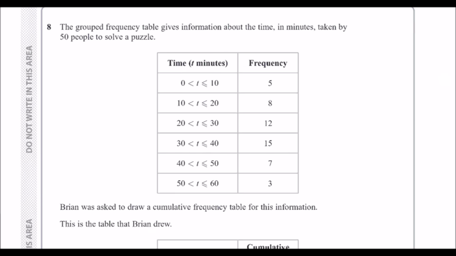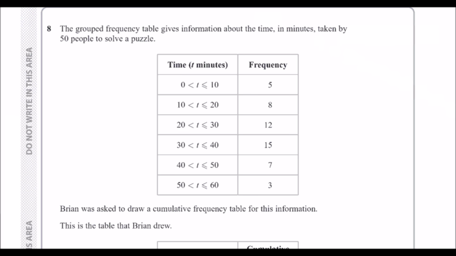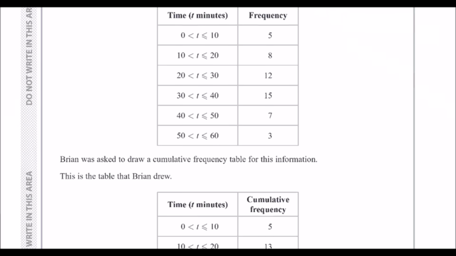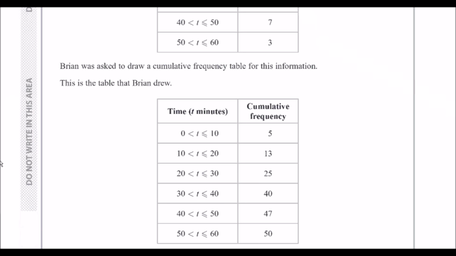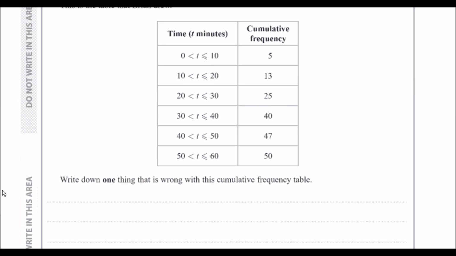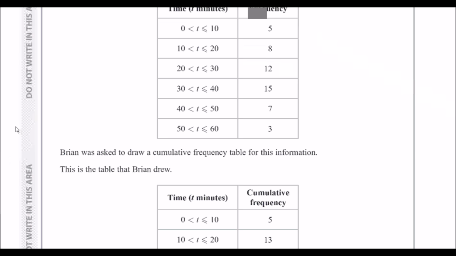Question 8. The grouped frequency table gives information about the time in minutes taken by 50 people to solve a puzzle. Brian was asked to draw a cumulative frequency table for this information. This is what he drew. Write down one thing that's wrong with it.